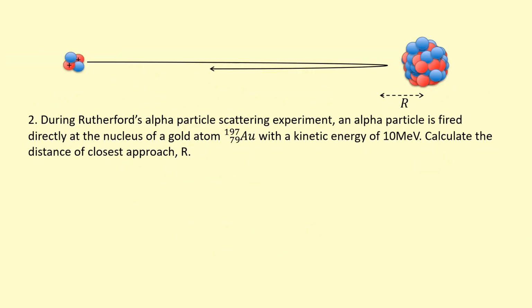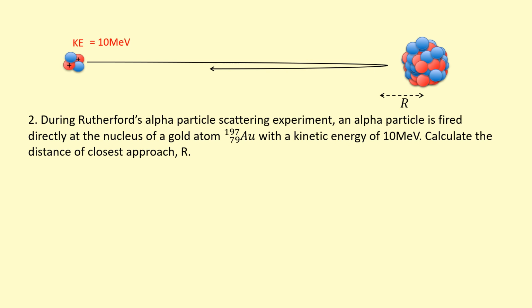Okay, example 2. During Rutherford's alpha particle scattering experiment, alpha particles were fired directly at the nucleus of a gold atom. And we're given the numbers associated with the gold atom like there. We've got the mass number at the top, and we've got the proton number at the bottom there, with a kinetic energy of 10 mega electron volts. So that's the kinetic energy of the alpha particle. That's 10 mega electron volts. Calculate the distance of closest approach r.